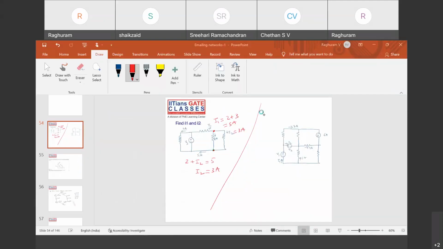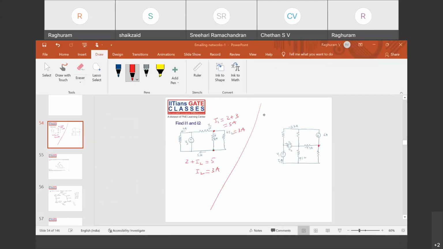Sir, is I2 negative 2, or 2 in the opposite direction? Yes, it can be. See, how do you do this again? Applying KCL. I1 is 5 amperes, I2 is minus 2. Correct. See, again, KCL at this point.